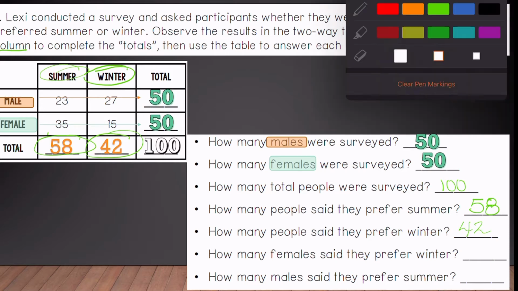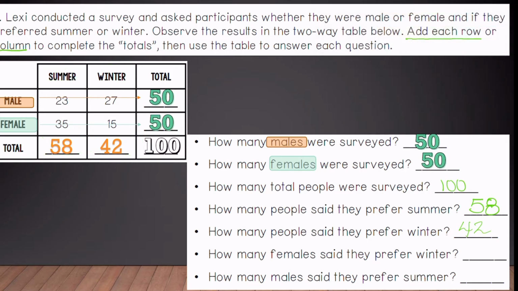Now, I'm focusing on just females because this problem now says how many females prefer winter. So I'm going to look at my female category and my winter, and that's 15. Then it asks how many males preferred summer, and that's 23. Okay? So a lot of this is being able to interpret.